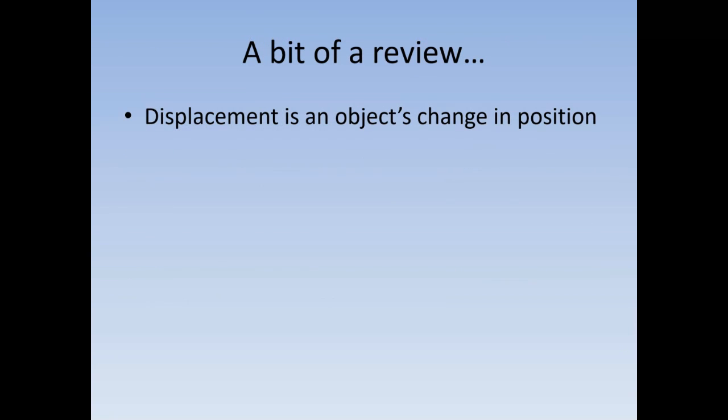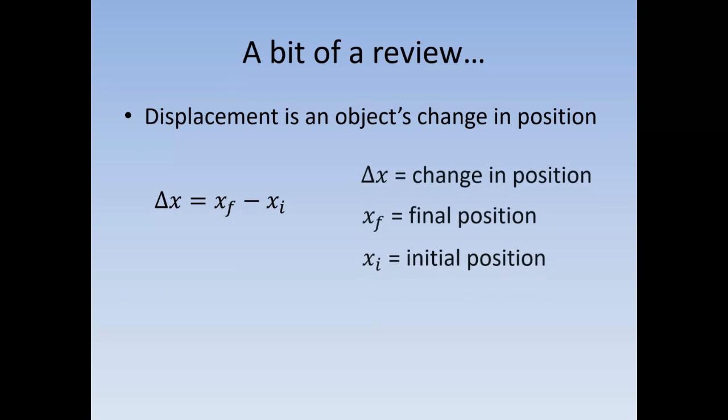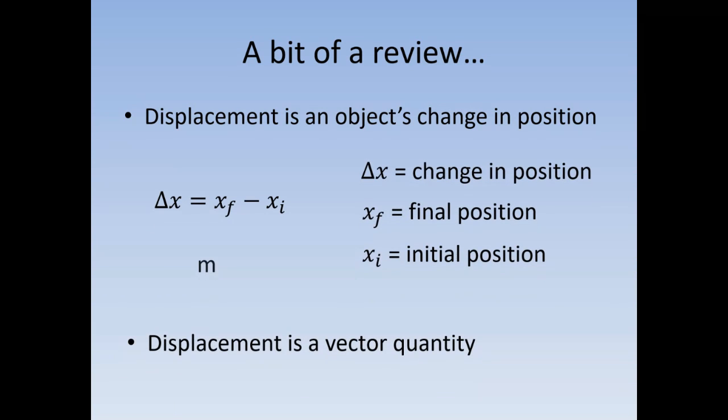So let's review a little bit. Remember that displacement is an object's change in position, and it is not necessarily the total distance that the object travels. Displacement is found by taking the final position minus the initial position. Sometimes this gives us a negative number, and that just indicates which direction the object is traveling because displacement is a vector quantity. We will typically measure displacement in meters, but sometimes centimeters is more appropriate.